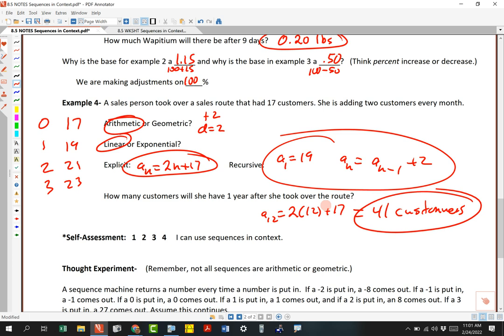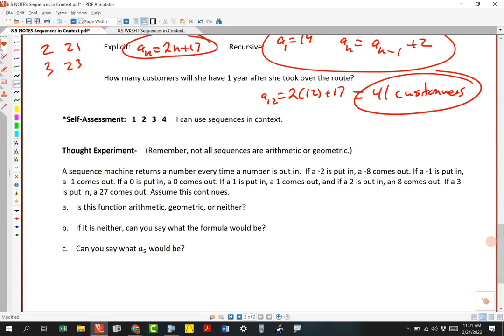Okay, are there any questions? All right, would you circle the self-assessment? Would you read the little problem down below? Just read it, you don't have to do it. And then we'll take a look at a problem from your assignment.